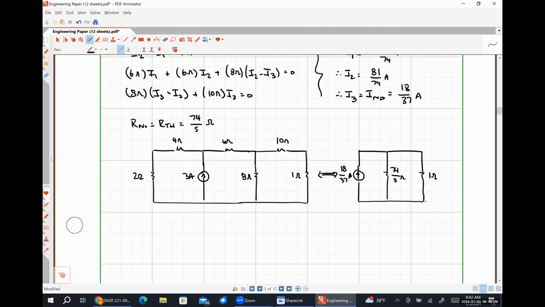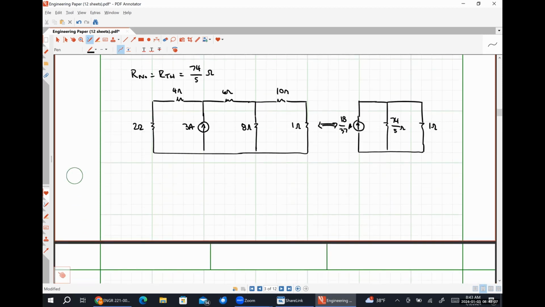All right, so if the Norton equivalent circuit is equivalent to everything to the left of the 1 ohm resistor, and the Thevenin equivalent circuit is equivalent to everything to the left of the 1 ohm resistor, then it seems fairly obvious that the Norton and Thevenin equivalent circuits are electrically equivalent to each other. So realistically, the Norton equivalent circuit is just the source transformation of the Thevenin equivalent circuit and vice versa. And we can prove that very easily, right?